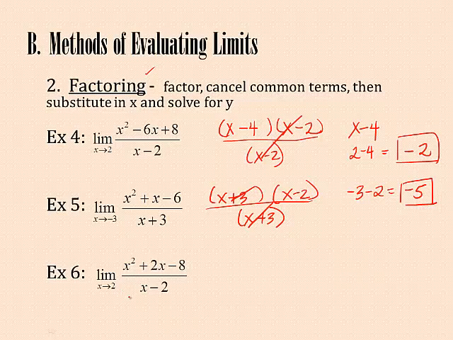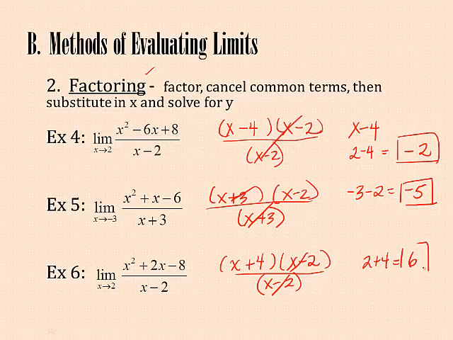Number 6. Again, if I plug in a 2, I get a 0 or undefined. That doesn't work. So I have to factor. X squared plus 2x minus 8... what multiplies to negative 8 but adds to positive 2, so this is going to be plus 4 and a negative 2. Cancel like terms, so I have x plus 4 left. I plug in a 2, and then I have 6 as my limit.